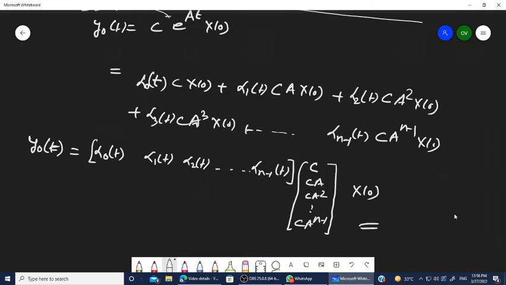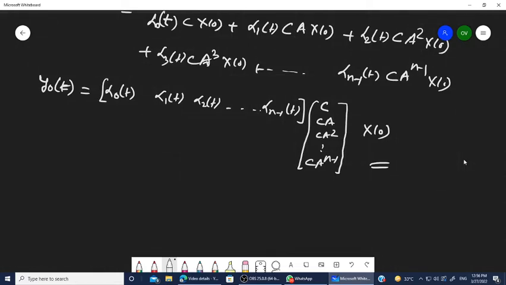Now you can conclude from this equation, if the system is completely observable, then your output y naught t can be uniquely determined, because we have to find each and every state. If you know each and every state from the output, then only you can say the system is completely observable. And therefore the vector C, CA square up to CA to the power n minus 1 should be linearly independent, right?